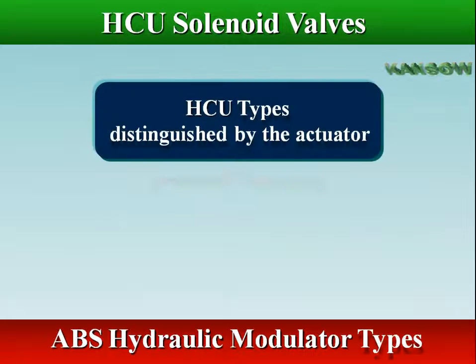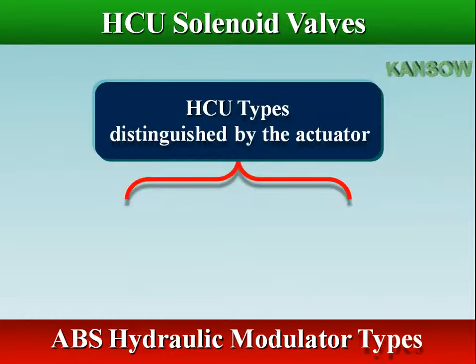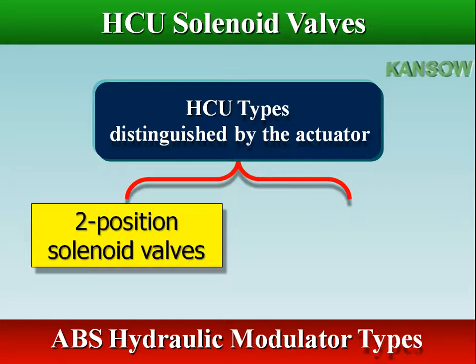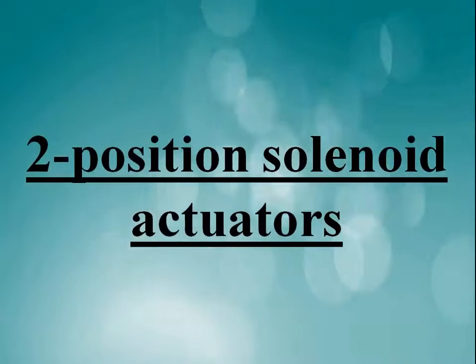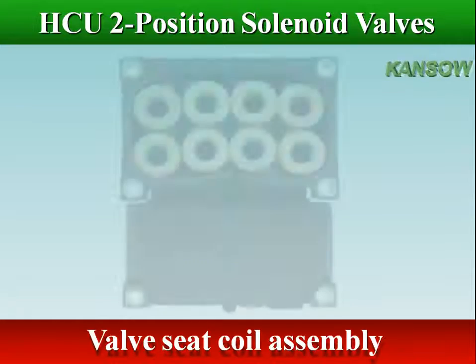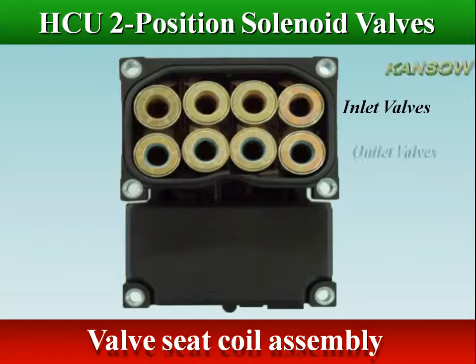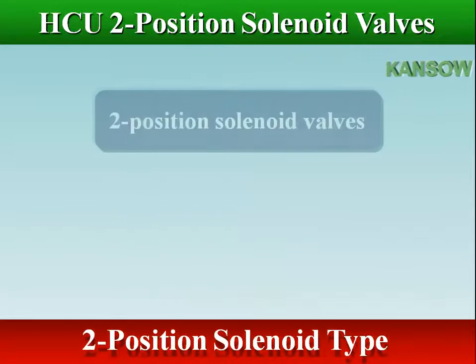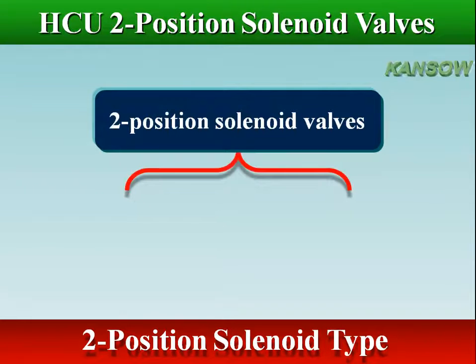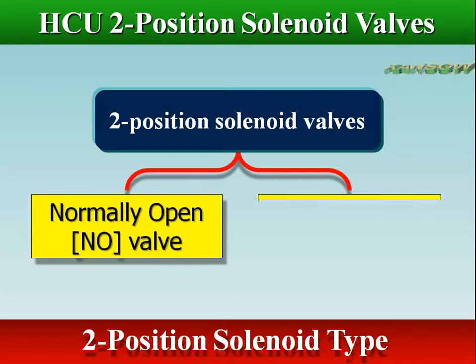There are two types of ABS systems distinguished by the actuator: two-position solenoid valves, and three-position solenoid valves. Two-position solenoid actuators use two solenoids per brake assembly, one inlet valve and one outlet valve. There are two types of two-position solenoid valves, normally open, and normally closed.